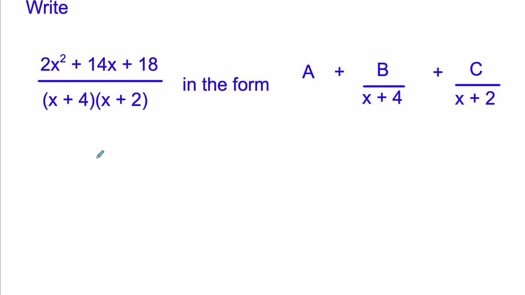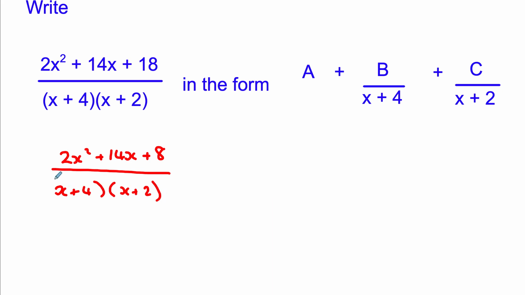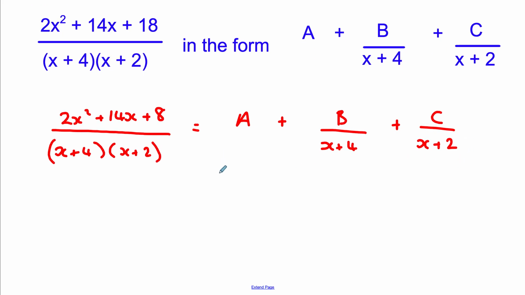You will answer the question exactly the same as we've answered all the other partial fractions questions. We are going to just do what we're told. They're telling us that this can be written in this form. So we're going to set the left-hand side equal to the right hand side, we're going to multiply by the denominator of the left hand side, and we're just going to treat it the same as all the other questions.